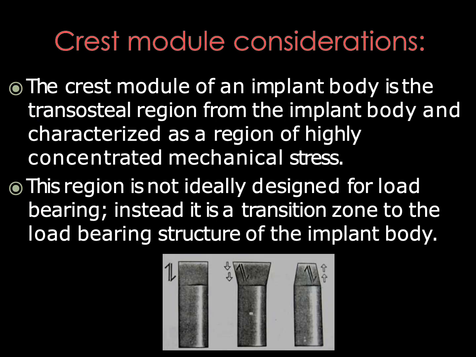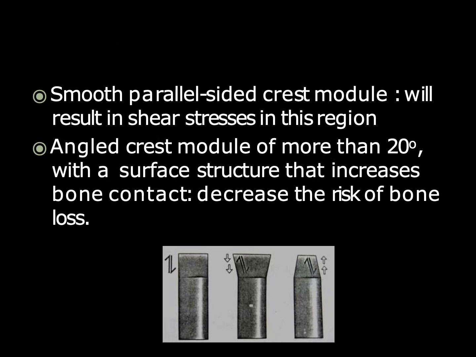Crestal module consideration of implant is the transosteal region from the implant body and is considered as the area of highest stress. A smooth parallel-sided crestal module will result in shear stress in this region. Hence, an angulation of more than 20 degrees with a surface structure that increases bone contact decreases the risk of bone loss.